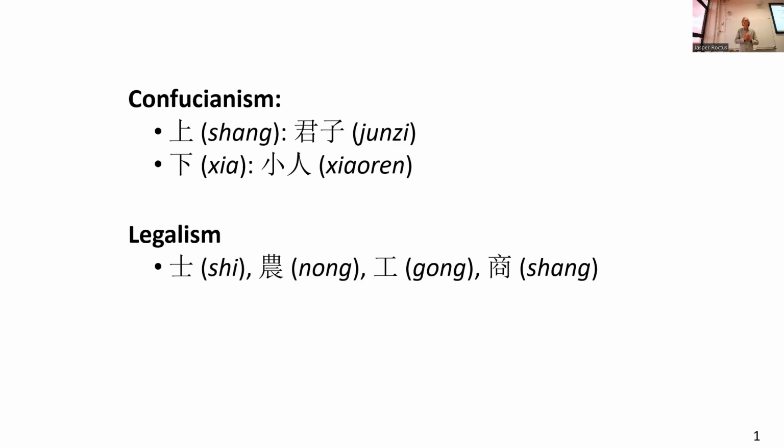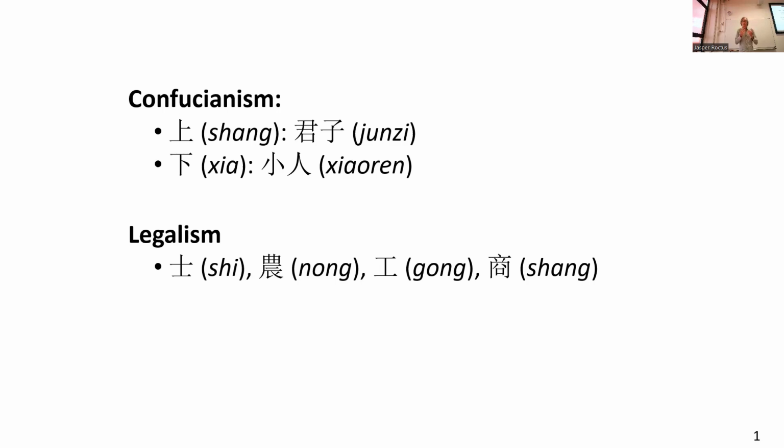In Confucianism, we basically have the distinction between two groups of people. On the one hand, we have, as I have put here on the slide, the Shang, and on the other hand, we have the Xiao, which are respectively synonymous for the Junzi and the Xiaoren. The Junzi is the ideal Confucian type, and this is, in practice, the functionaries, so the higher echelons of Chinese society. The Xiaoren are all the other groups of people.